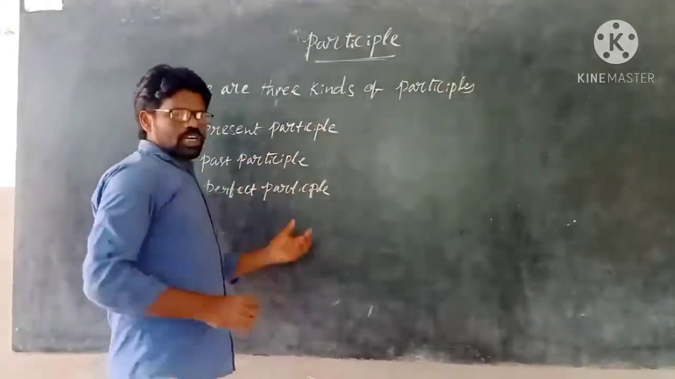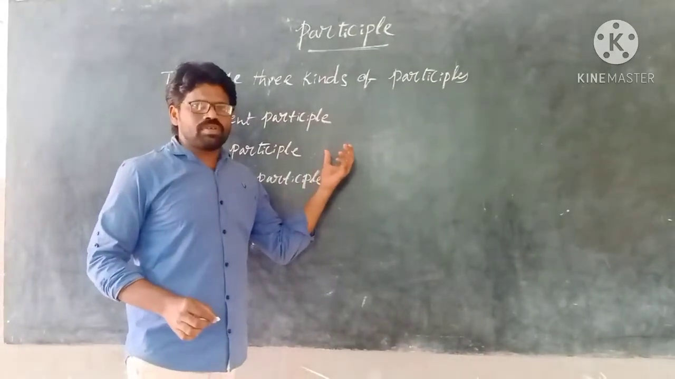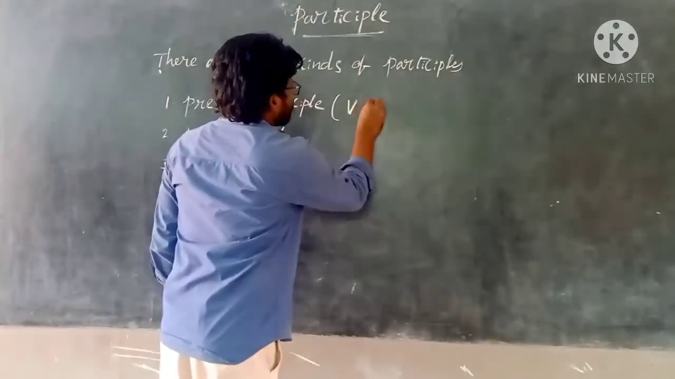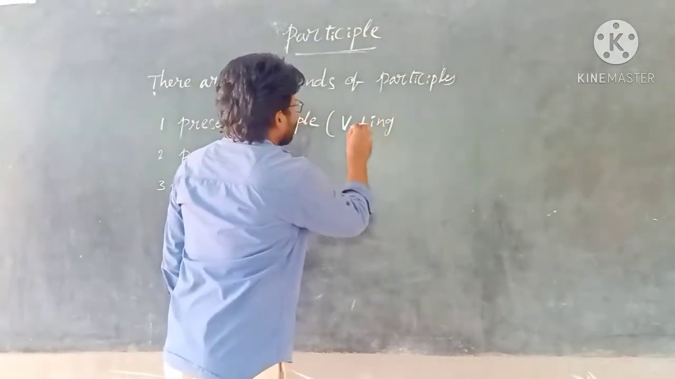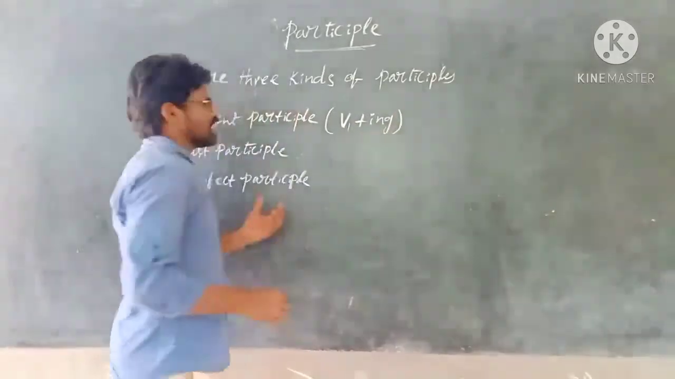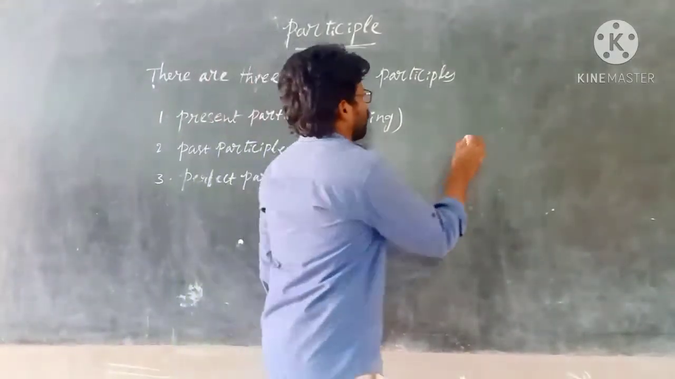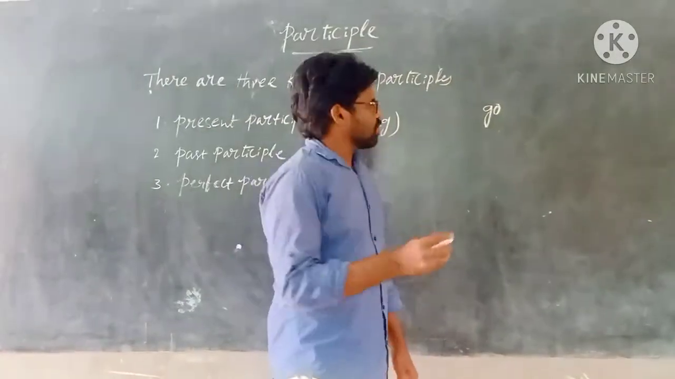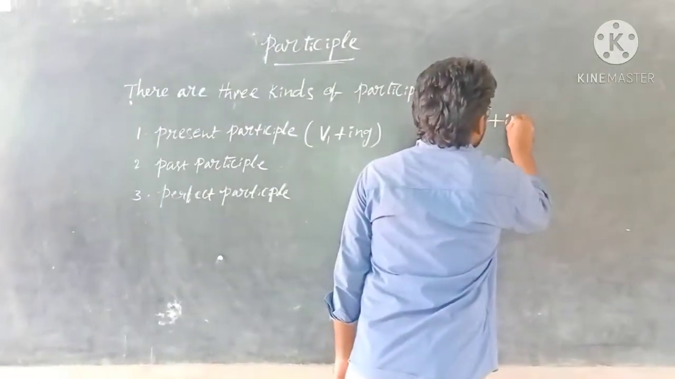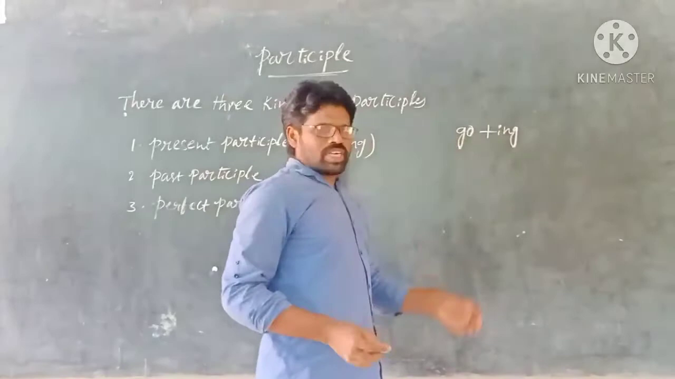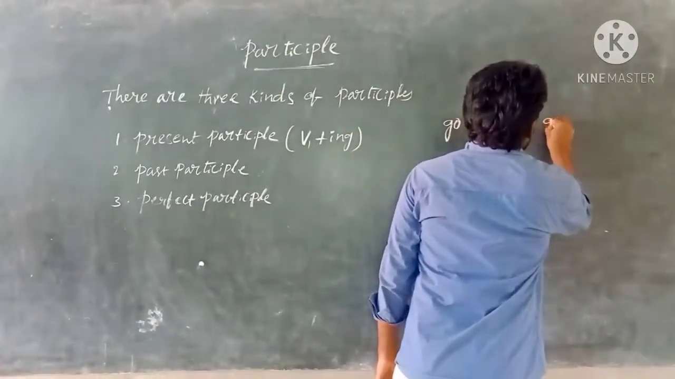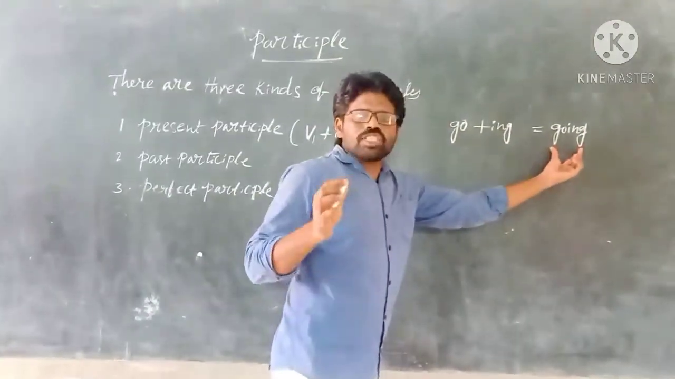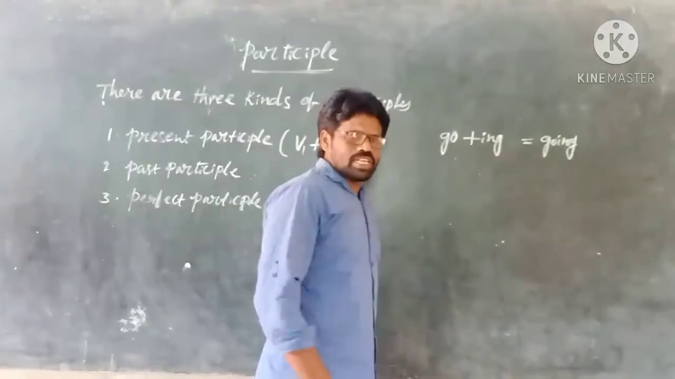Okay, what is the present participle? Present participle is a verb that ends in ing form. Verb plus ing form is called present participle. Look at the example here: go. Go is the base form of the verb. If we add ing to this base form, it becomes going. Here, sorry, going is a present participle.